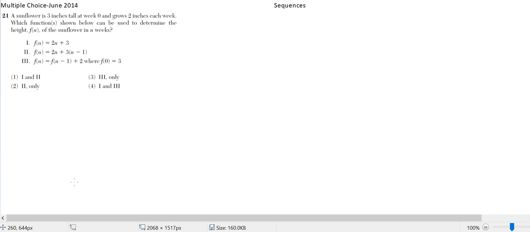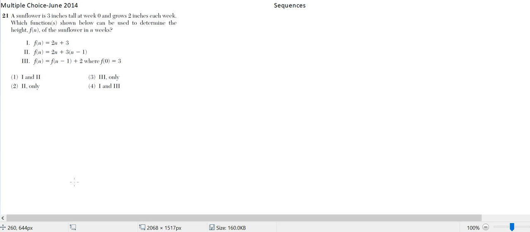choices. So we need to try out each of the equations in Roman numeral 1, Roman numeral 2, and Roman numeral 3, to see which one correctly models the situation. Let's start with Roman numeral 1. Roman numeral 1 says that f of n is equal to 2 times n plus 3.